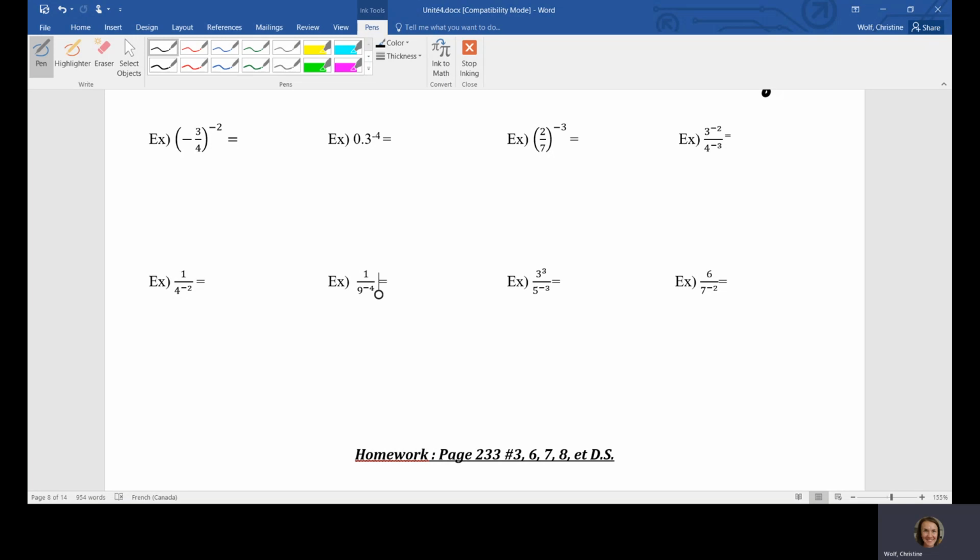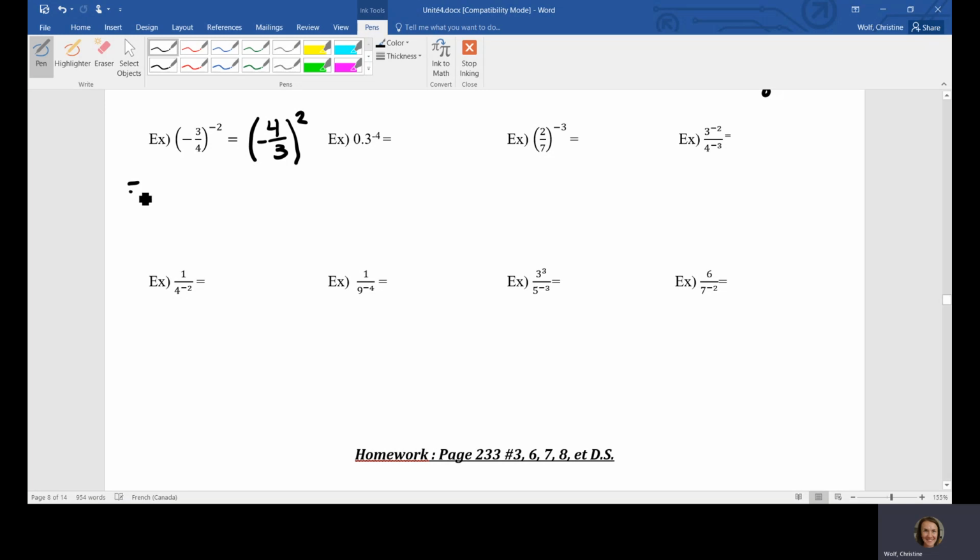Quand vous avez quelque chose comme ça, tout ce qu'il faut faire pour éliminer l'exposant négatif est de changer de place avec les deux. So, le 3 bouge à la place de 4 et le 4 bouge à la place de 3. They just flip-flop, both of them, because there's 2 parts now. OK? Et quand tu fais ceci, l'exposant devient positif 2, mais encore, le négatif dans les parenthèses fait partie de la base. That negative doesn't go anywhere.